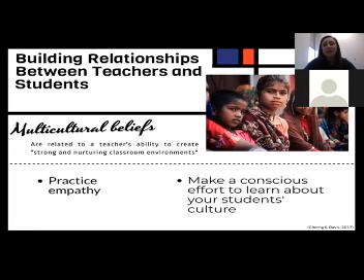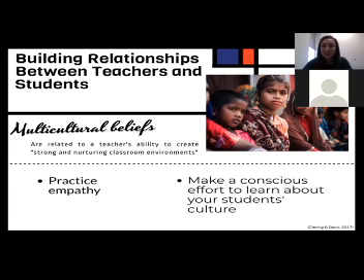The first one is really practice empathy. And this kind of seems like a no-brainer. Most teachers are probably pretty good at this, and they just do it without thinking. But I want us to practice being very intentional in our empathetic responses. This helps our students feel both seen and heard, and it helps them feel encouraged to continue to open up to their teacher. And the next tip is to make a conscious effort to learn about your students' culture.